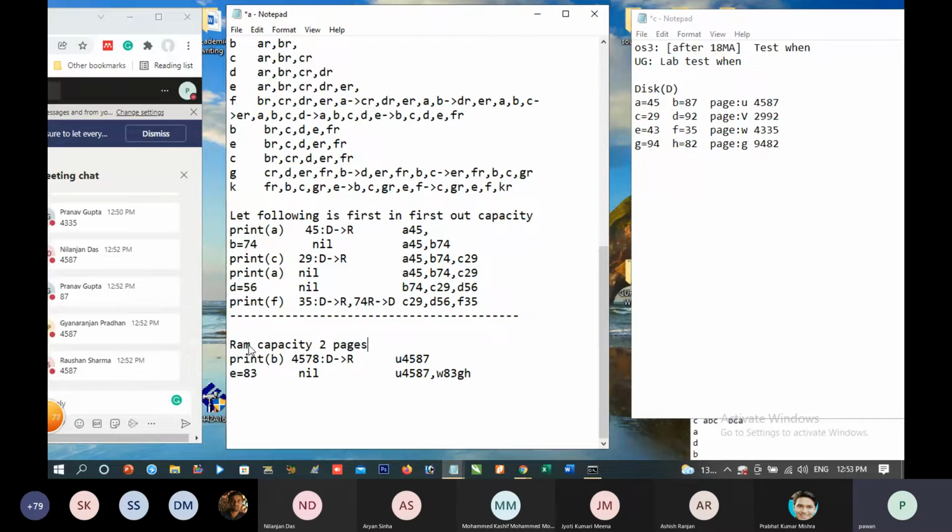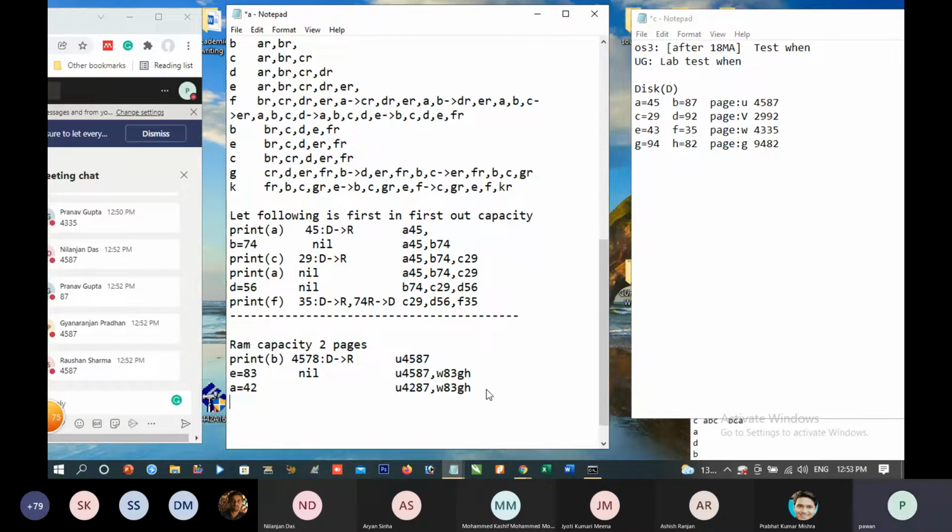Is it correct? Yes. RAM capacity 2 pages. Is this all right? Yes. Now, is this all right to you? Suppose we write down A equal to 42. Then we shall write it as 4287.